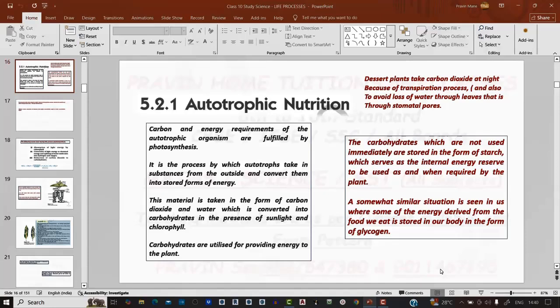Photosynthesis is the process in which autotrophs take in substances from the outside and convert them into a stored form of energy. These materials are carbon dioxide, water, sunlight.